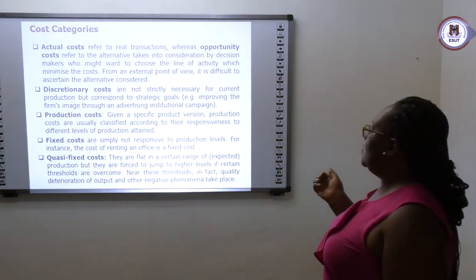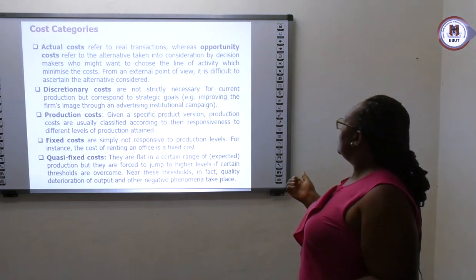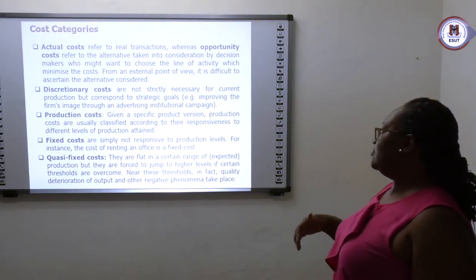Categories of cost. You have the actual cost, you have the opportunity cost, you have the discretionary production cost, you have the fixed cost.